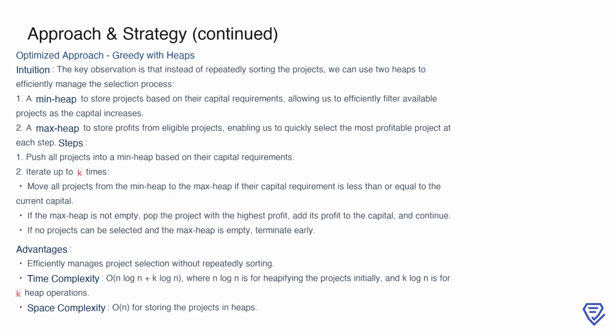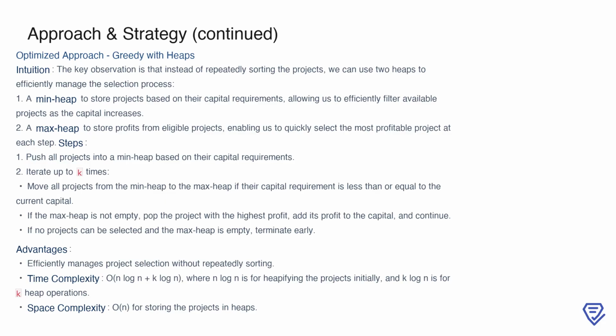The process involves first pushing all projects into the min heap. Then, for up to k iterations, we move all projects from the min heap to the max heap if their capital requirement is less than or equal to the current capital. From the max heap, we pop the project with the highest profit, add its profit to our capital, and continue. If the max heap is empty and no projects are available, we terminate early.